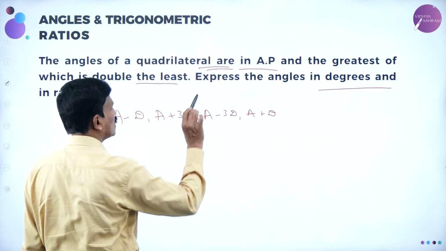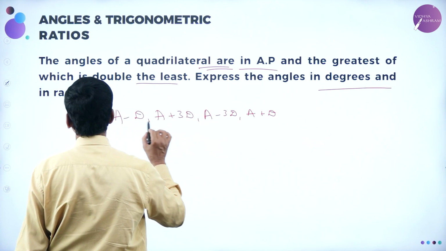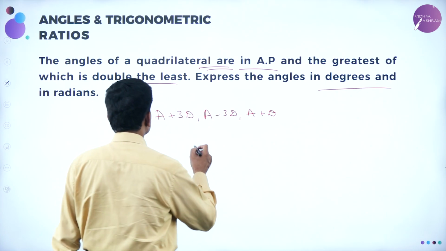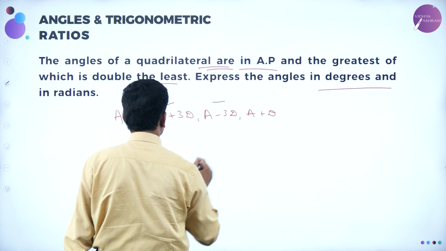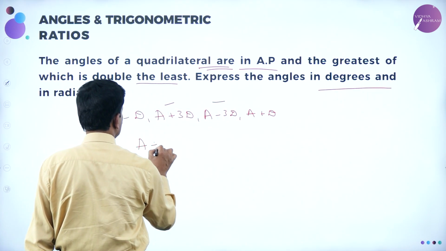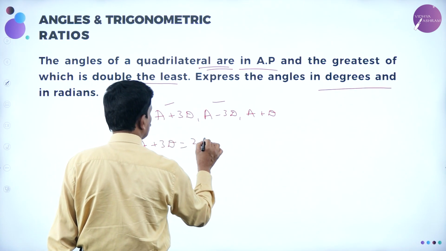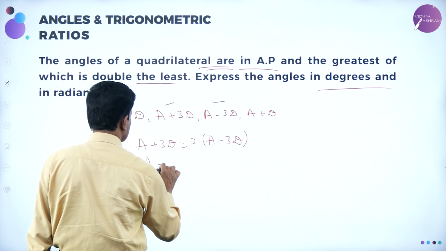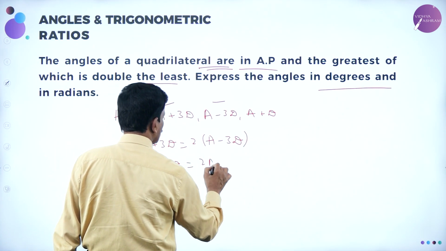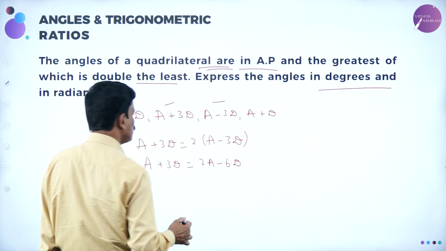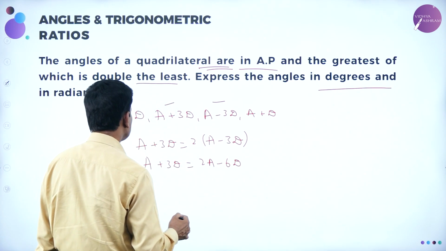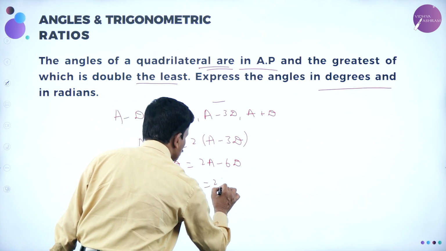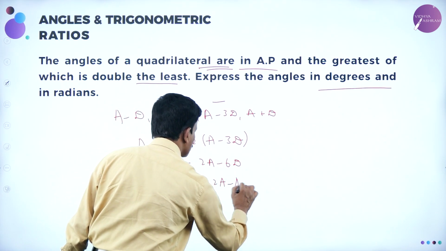The angles of a quadrilateral are in AP and the greatest of which is double the least. So, which is the greatest? A plus 3D is the greatest and A minus 3D is the least. So, A plus 3D is equal to double the least, 2 times A minus 3D. So, A plus 3D is equal to 2A minus 6D. Simplify this: 3D, transfer, minus becomes plus, 6D is equal to 2A, and plus A becomes minus A.